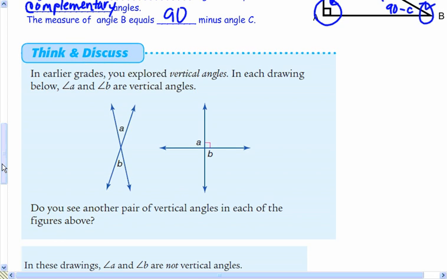Somewhere in earlier grades you explored vertical angles. In each drawing below, angle A and angle B are vertical angles. Do you see another pair of vertical angles in each of the figures above? Again, pause at any time if you want to write down an answer ahead of time and then come back and check. You probably said that those 2 angles marked in red are vertical angles also, and so are those 2.